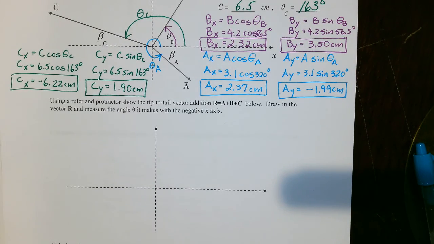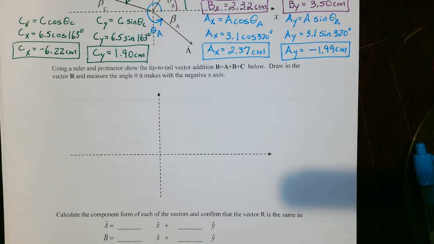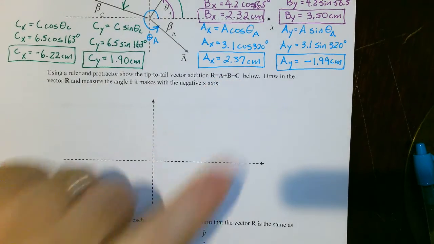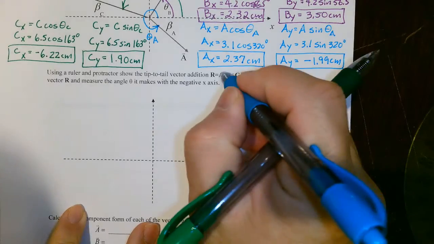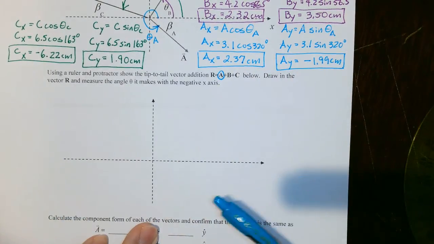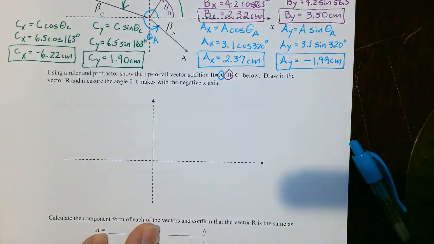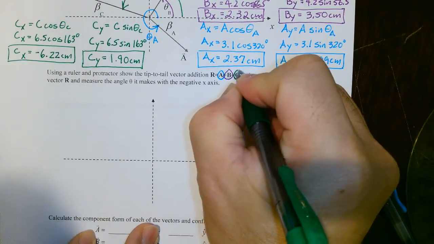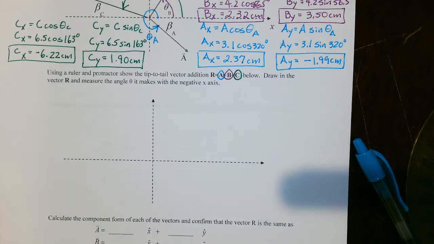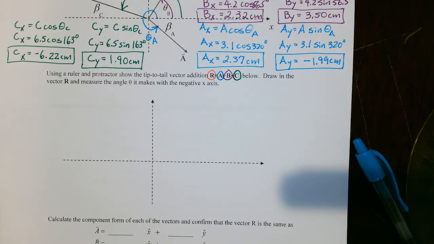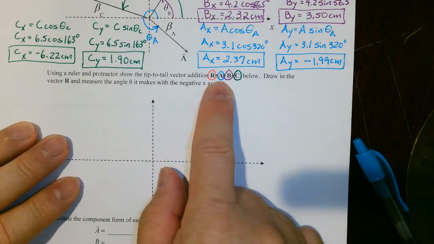So now what we're going to do is draw these vectors out doing A plus B plus C. My A vector will be represented with aquamarine blue, my B vector will be passionate purple, and C vector is environmentally green. And then my resultant will be fire engine red. So let's start with A vector.